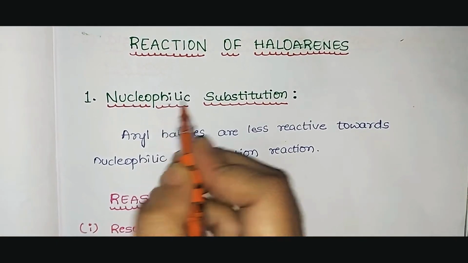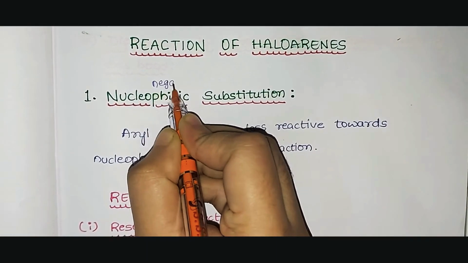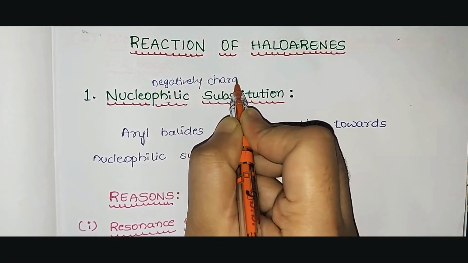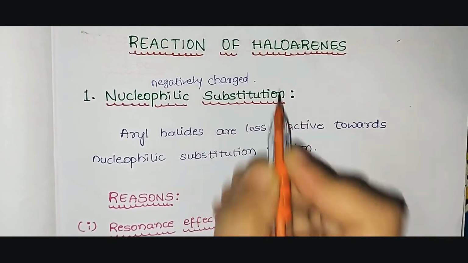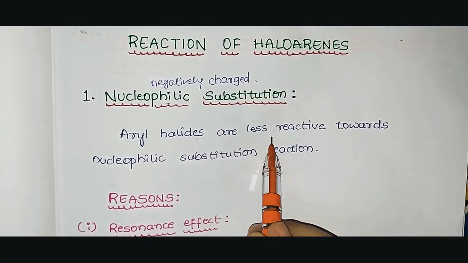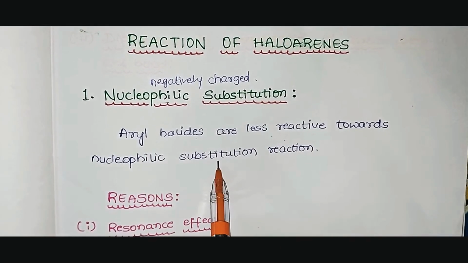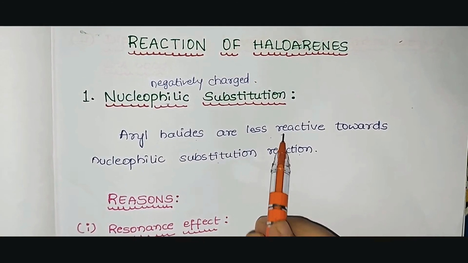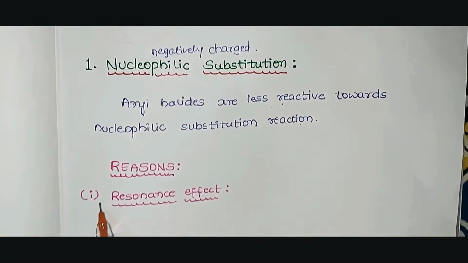So what does nucleophile mean? They are negatively charged species. So one negatively charged species is substituted by another negatively charged species. But we observe here that aryl halides are less reactive towards nucleophilic substitution reaction. So why are these aryl halides less reactive? Let us see the reasons.